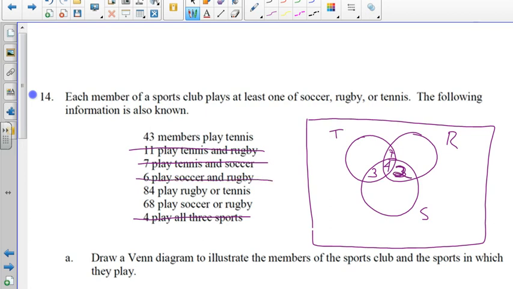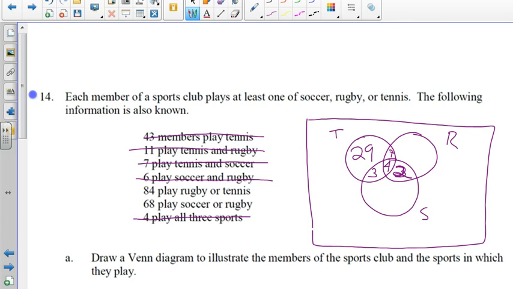You're supposed to point out errors before I make them. No, don't write there. All right, what's next? 43 play tennis, of whom we've accounted for 7, 14, leaving 9. Only 29 play just tennis, right? Those people.